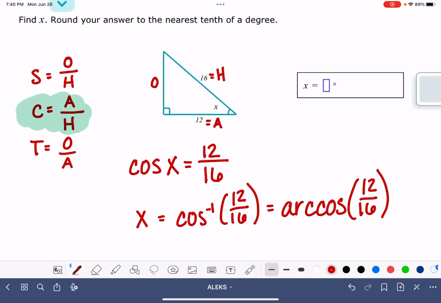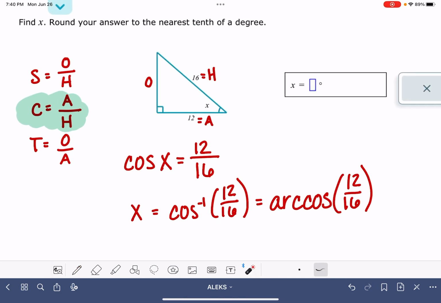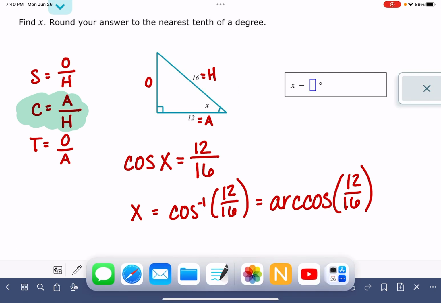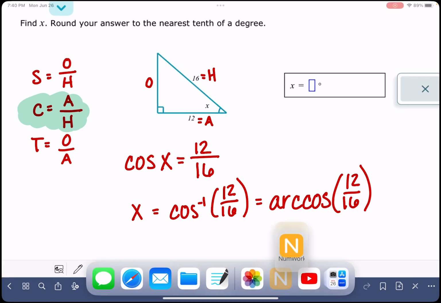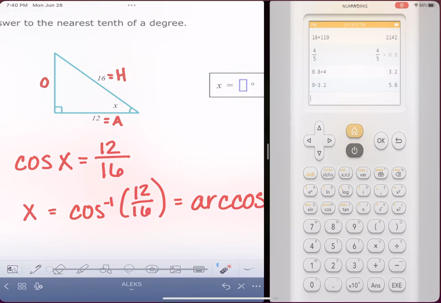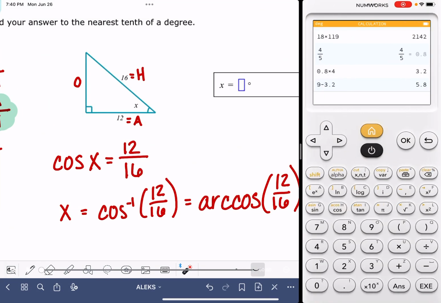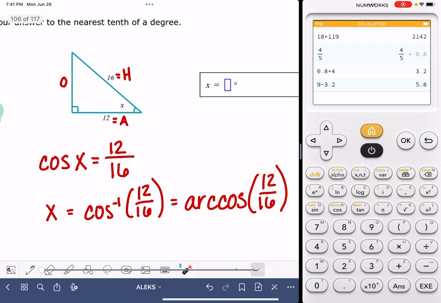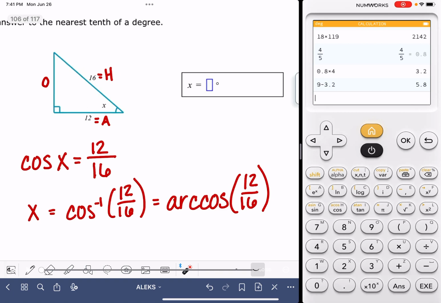Now, it looks like ALEKS does want us to actually calculate this out because it says let's get it to the nearest tenth of a degree. So we're going to need to use a calculator for that. Let's get that pulled up. And with your calculator, you always want to make sure that it is set in degrees, not in radians.